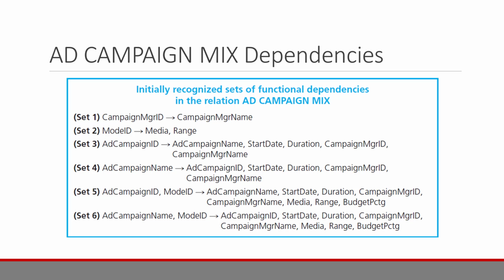Now, this is more than we need to include because we have a couple of what we call trivial dependencies. For example, we don't need to include that ad campaign name determines these various columns because ad campaign name is itself dependent on ad campaign ID. And because that's the case, we can just say that anything that is dependent on ad campaign name is by definition dependent on ad campaign ID. So again, this is something where you want to consider the names of the columns and how they relate.